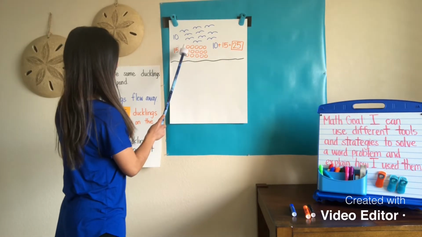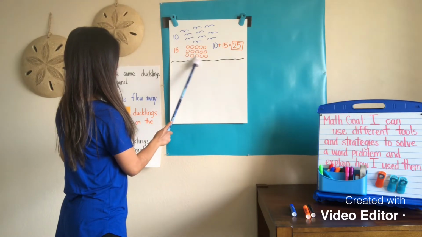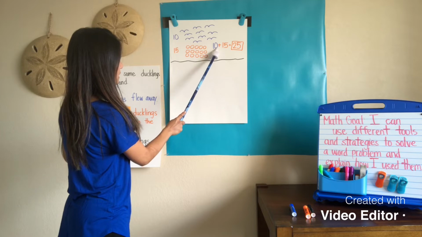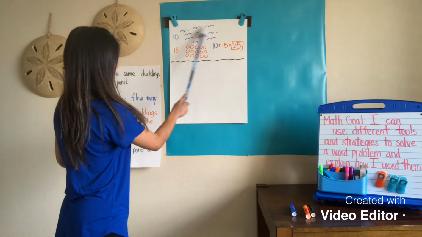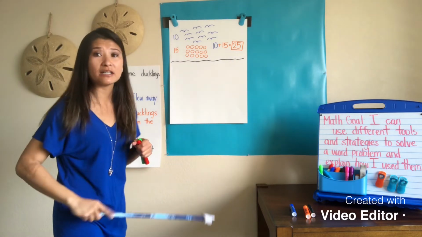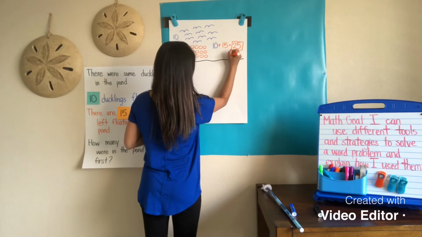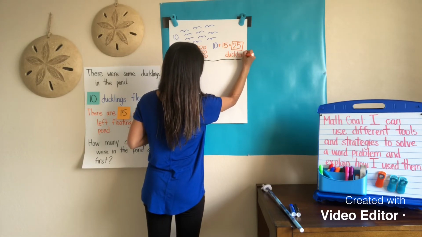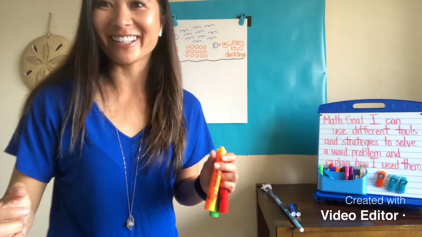So you can see here that with the 10 ducklings that flew away, the 15 left in the pond, an equation that would match your thinking would be 10 plus 15, and then you would find, if you count all of these ducklings, that there were 25 ducklings to start with. And I'm even going to change this and actually add a label. So 25 ducklings, because good mathematicians add a label to their answers to make it clear.